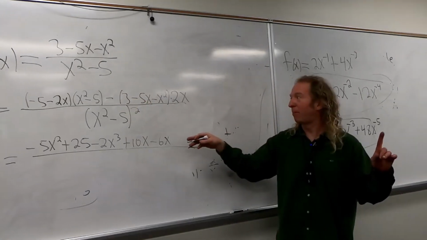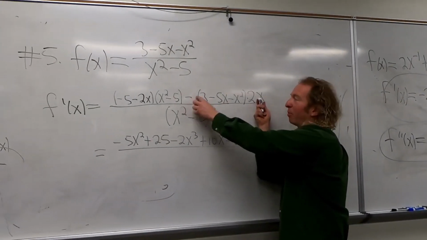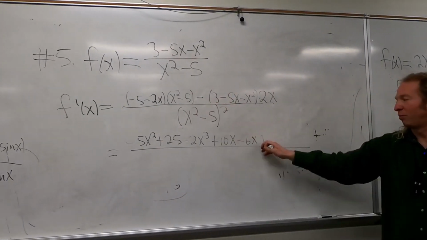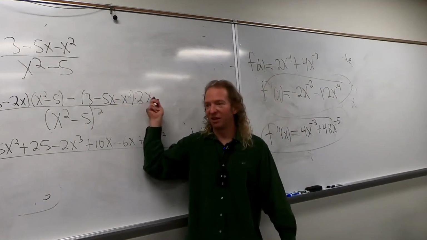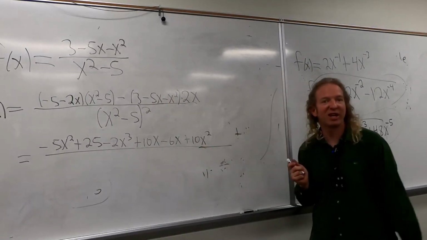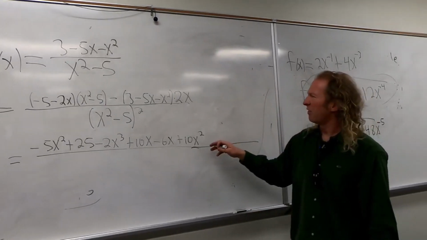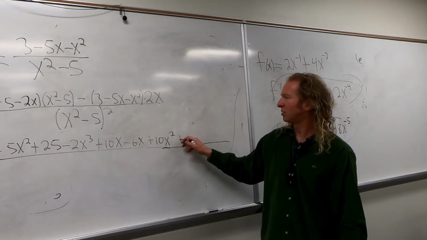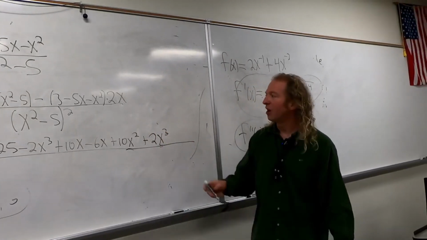Negative 3 plus, and then, positive or negative? Plus 10x squared. Good. You see it? Plus 10x squared, because this and this give you a positive 10x squared. Yeah, it's really annoying, but again, you get good at it. And the last one is also plus 2x cubed, all over this.